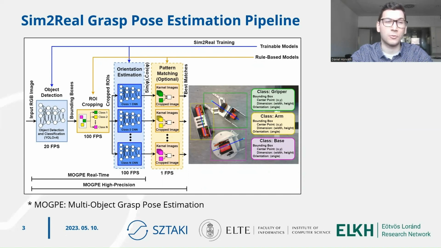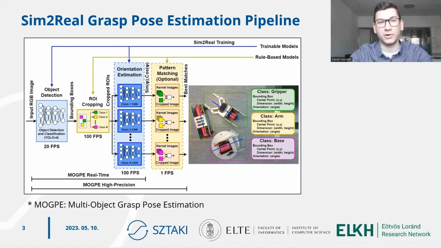The first step is the object detection, which is a convolutional neural network. In this case, we use the YOLO V4, but it can be any other type of convolutional neural network. And then we have a rule-based region of interest cropping method, which not only crops the objects from the image, but also transforms these images in a way that the orientation estimation models can use this as an input.